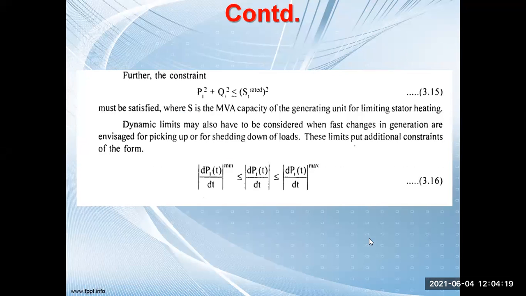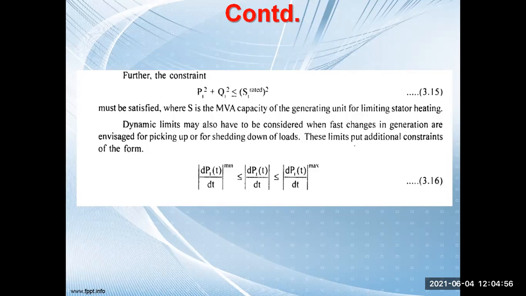Now, the next constraint is the total capacity, the MVA capacity of the generator. It has some limit, so you cannot cross the generation beyond the capacity of the generator. That is Pi square plus Qi square is less than or equal to Si rated square. If S is the MVA capacity of the generating unit, generating more than that is not possible. So we have to limit our generation within the maximum rating of the generator.